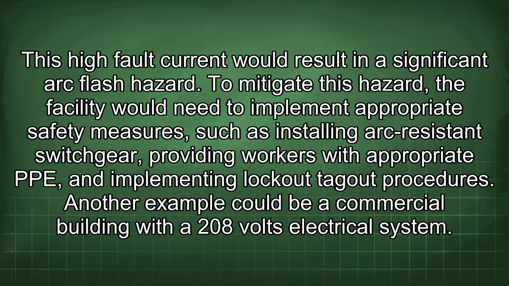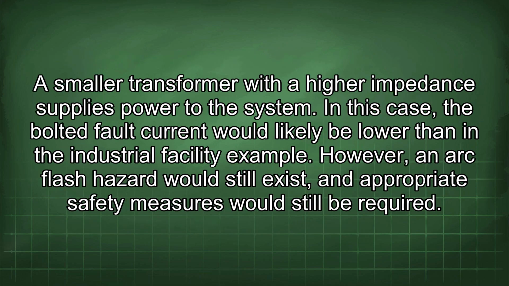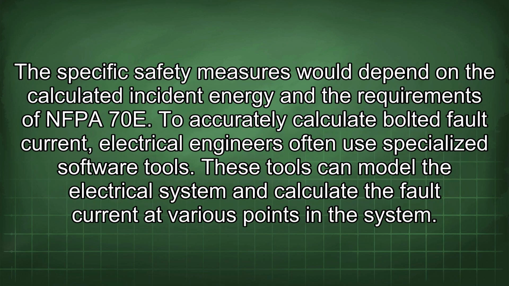Another example could be a commercial building with a 208 volts electrical system. A smaller transformer with a higher impedance supplies power to the system. In this case, the bolted fault current would likely be lower than in the industrial facility example. However, an arc flash hazard would still exist, and appropriate safety measures would still be required. The specific safety measures would depend on the calculated incident energy and the requirements of NFPA 70E.